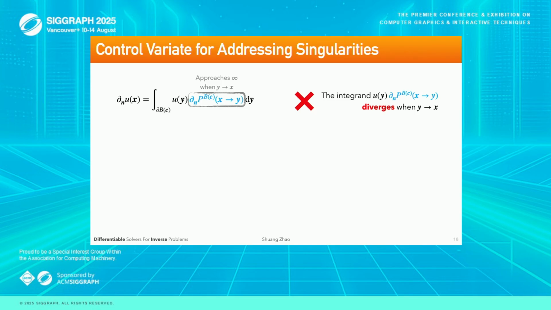However, here we found a very interesting technique, which is control variates. But unlike any other control variates in rendering, this kind of addresses this. So we noted this property. If we integrate this normal derivative of the Poisson kernel over the surface of the off-centered ball, it's 0. So if we multiply a constant to this, it's still 0.